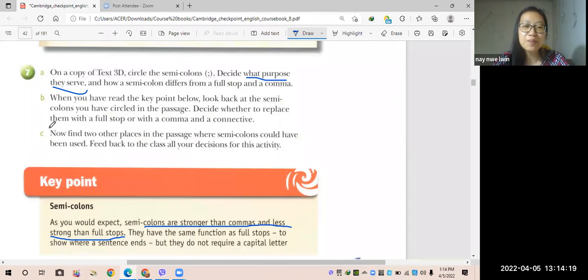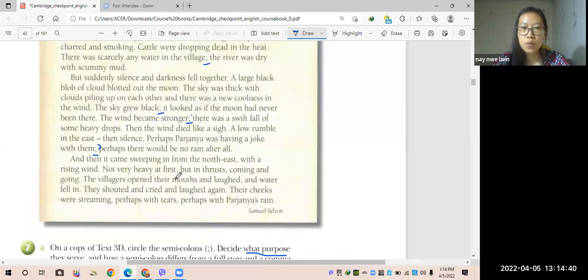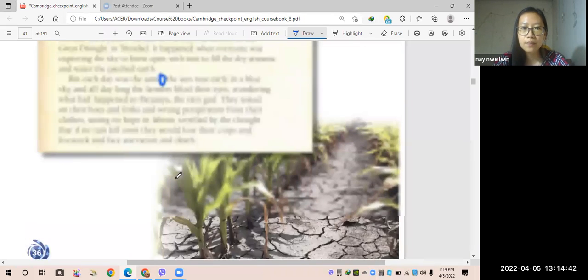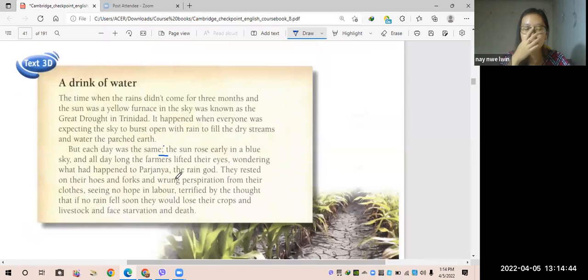Okay, so we'll move to number C. So now find two other places. You have to find two more places in the passage where semicolons could have been used. In the passage, it didn't use a semicolon, but you have to find it. Where can we use semicolons? So there are two more places. So where will it be? Where can we add more semicolons?